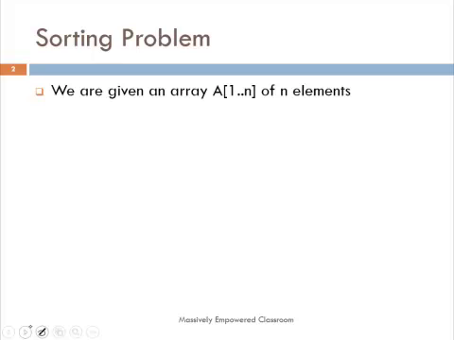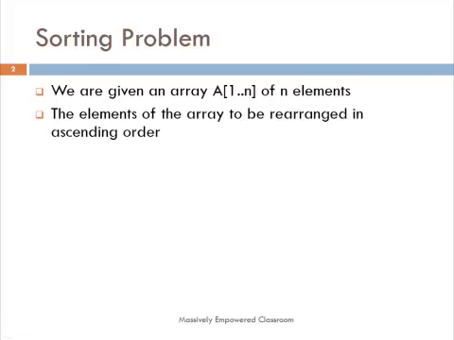The sorting problem, as you already know, is that we are given an array of n elements, and the objective is to order or arrange the elements of the array so that they are in ascending order. Typically, let's say each element of the array is a number, then the smallest number should be in the first element of the array, and the largest number should be at the end of the array, and any number should be greater than or equal to its previous number in the array.